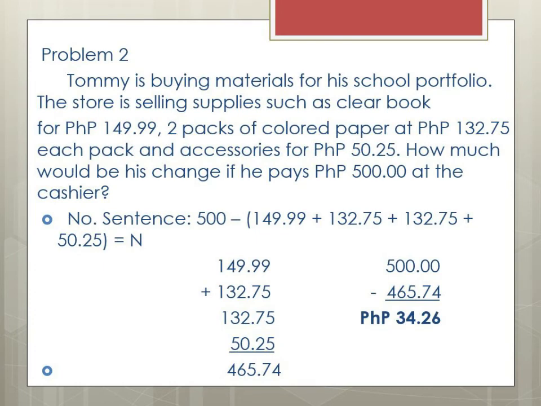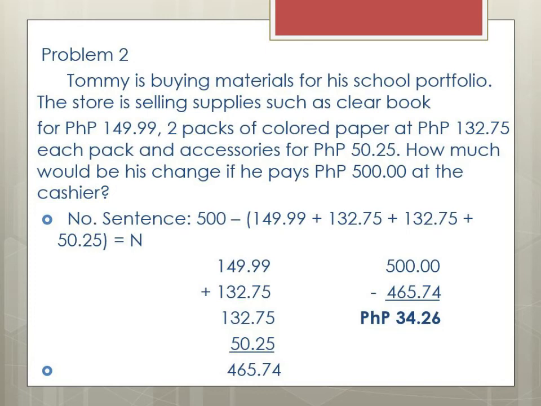Now let us take problem number 2. Tommy is buying materials for his school portfolio. The store is selling supplies such as clear book, colored paper, and accessories. Tommy bought a clear book for 149 pesos and 99 centavos, 2 packs of colored paper at 132 pesos and 75 centavos each pack, and accessories for 50 pesos and 25 centavos. How much would be his change if he pays 500 pesos at the cashier?